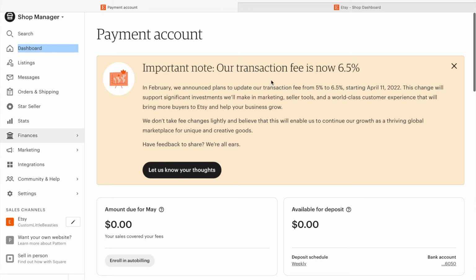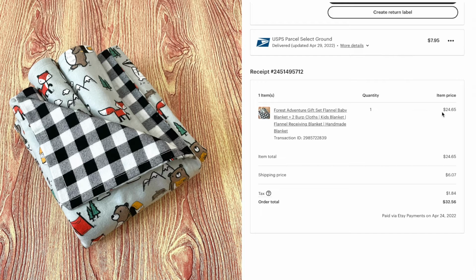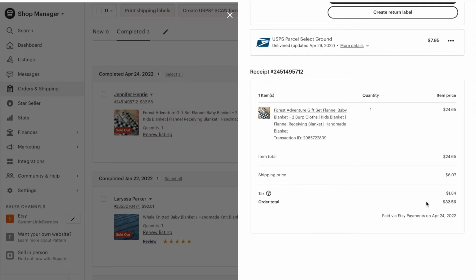Just as a first little note, the transaction fee for Etsy has changed to 6.5%. It was 5%, but let's get started. All right, so here are the rough totals that you first get when someone places an order. It just says my price for the item, which is $24.65, and then it says the price they paid for shipping, which was $6.07, the tax, and the order total.